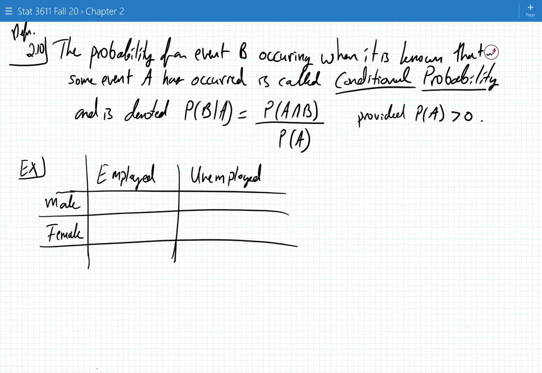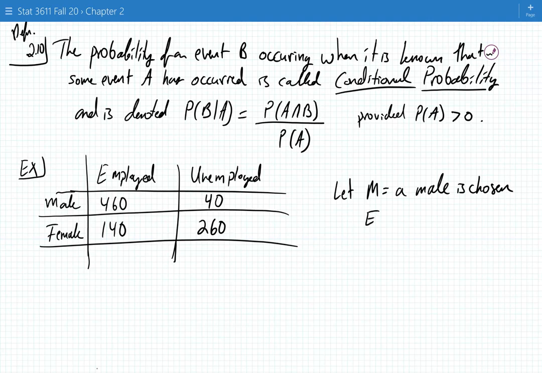And there's some numbers, so what do we know here? There's 460 here, and there's 40 there, 140, and then 260. Okay. And let's say that M is the event that, if you select a person at random, a male is chosen at random. And let's say E is the event that an employed person is chosen.